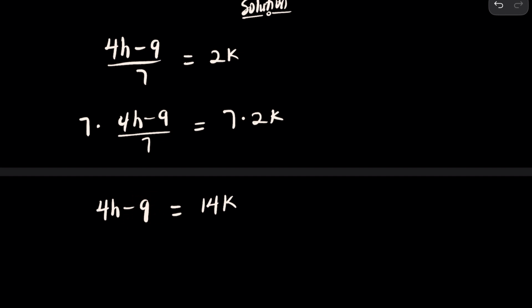So our goal is to find h. So we have to move minus 9 to the right hand side. Thus you have 4h is equal to 14k plus 9, right? So to find h, you have to divide through by the coefficient of h. So the coefficient of h is 4 in this case.